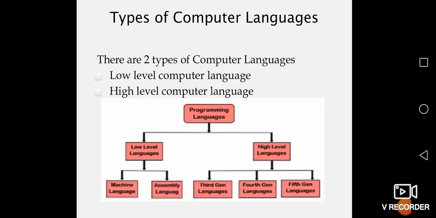The types of computer languages. There are two types of computer languages. The first one is low level computer language. The second one is high level computer language. With the name itself, you can identify: low level computer language means it is a very basic format. High level means an advanced format of computer language.